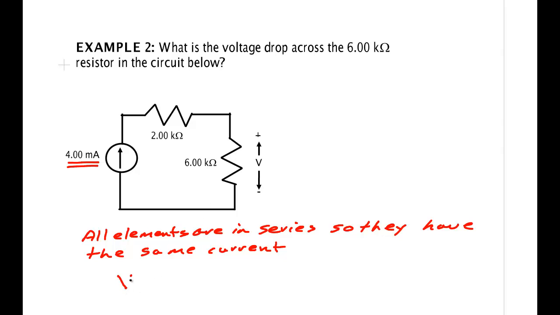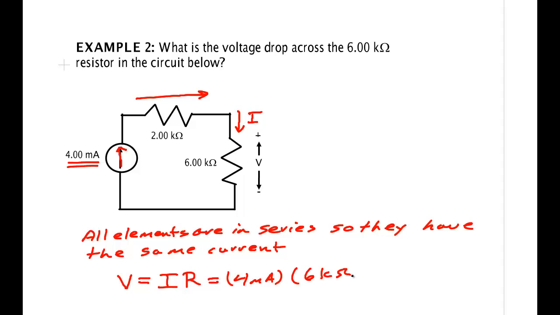So looking for the voltage drop, I've got the current going into the positive side. That's what this arrow shows. Current's going plus in that direction. That goes in the plus side. So I use V is IR. Had the current been going the other direction, I would have used V is minus IR. I put in 4 milliamps. I put in 6 kilo ohms, and I get 24 volts.